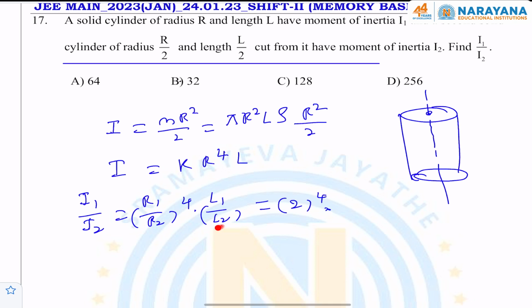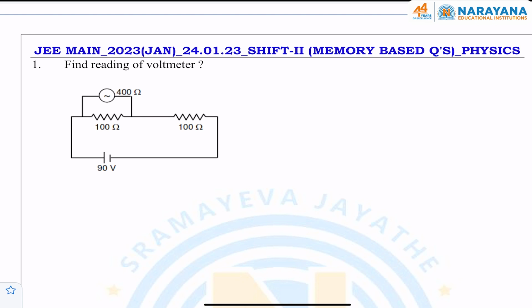Similarly, L1 by L2 is also 2. So it is 2 power 5, which is equivalent to 32. It is given with option B. Next, 18th question. This is the first question of integer type.